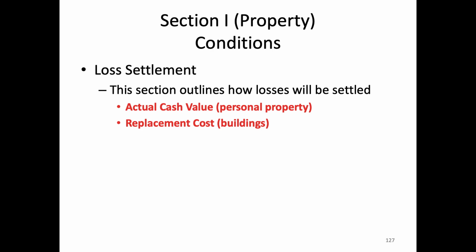Like quality means oak molding will be replaced with oak molding, and so on. Then we discuss the 80% coinsurance provision. So all of that we discussed. When you want to see it in a policy, where is it? It's in the section 1 conditions under loss settlement.